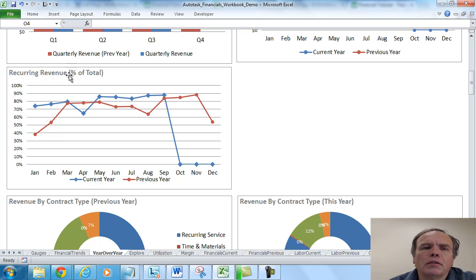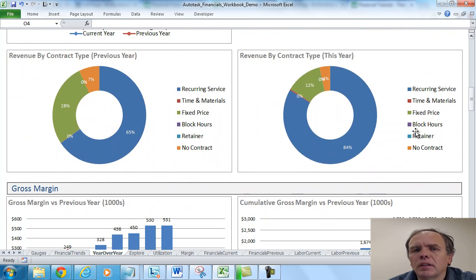I also see recurring revenue as percentage of total. And what I see is an overall percentage, and then a comparison. I see 1 month where we dipped below the previous year. Revenue by contract type is really a side-by-side comparison where I see the revenue by contract type in the previous year, where I had 65% coming over the course of the year from recurring service, versus the current year where 84% is coming in. So I get that kind of side-by-side comparison or distribution. See the difference between what was coming in terms of fixed price versus the current year.